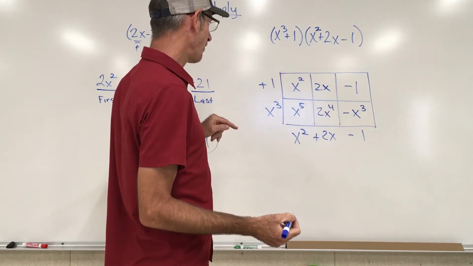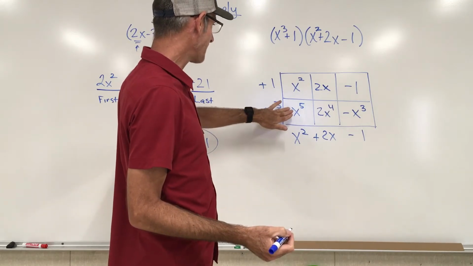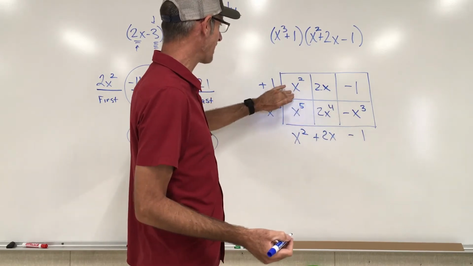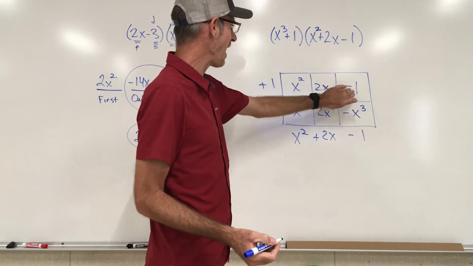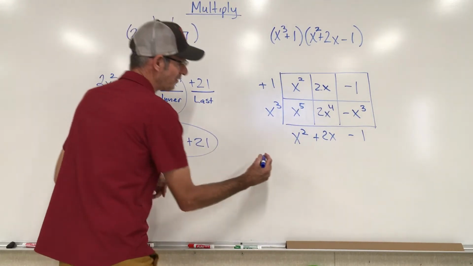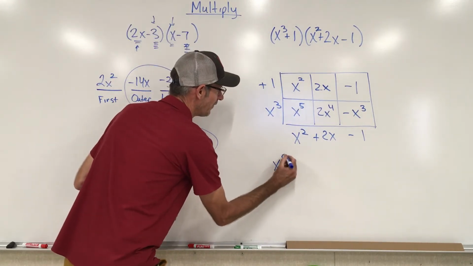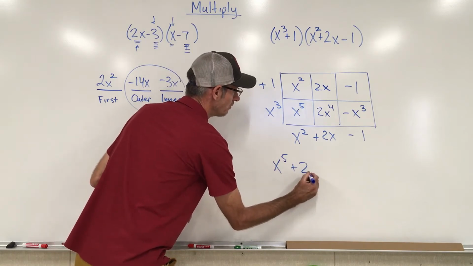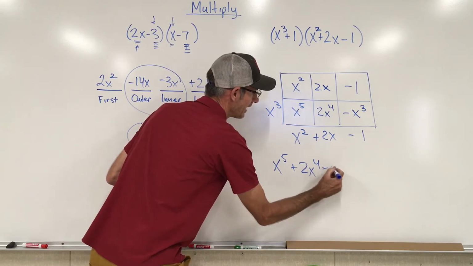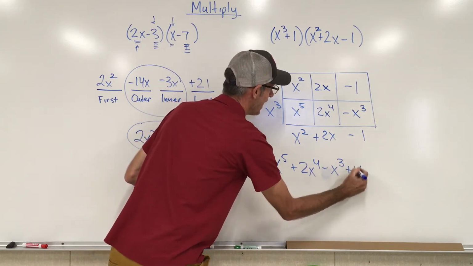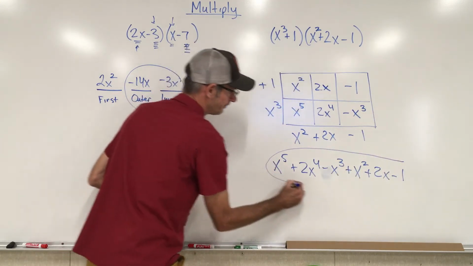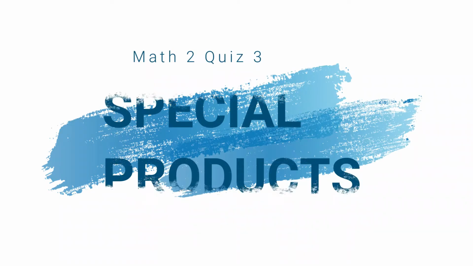So when I look at all of my terms, I have an x to the fifth, an x to the fourth, an x to the third, an x to the second, an x to the unwritten 1, and a constant number. So none of my terms can be combined together. So my answer will be x to the fifth plus 2x to the fourth minus x to the third plus x squared plus 2x minus 1.